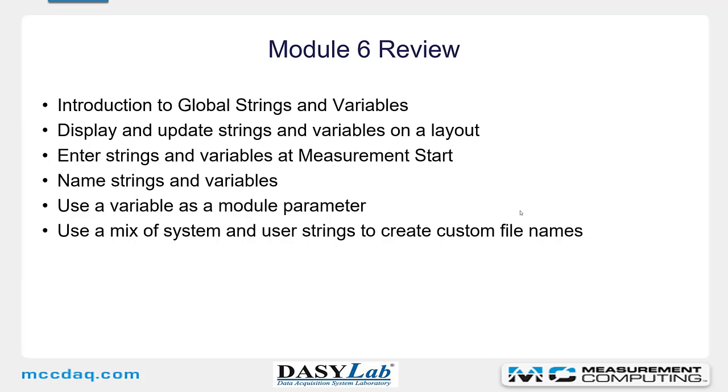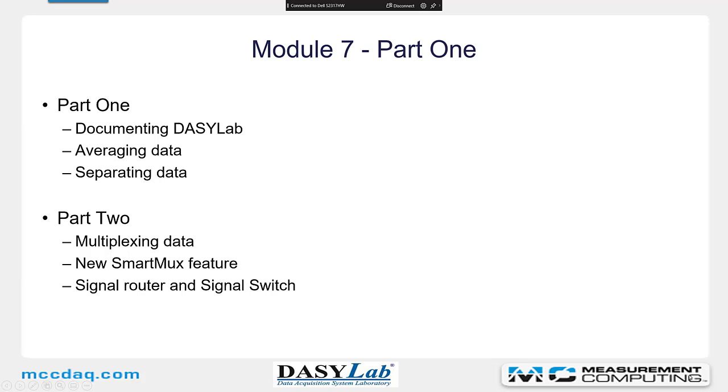This module has covered a lot. We looked at global strings and variables. We displayed and updated strings and variables on a layout. We entered strings and variables at measurement start. We named the strings and variables, and we used a variable as a module parameter. We used a mix of system and user strings to create custom file names. So it's a light introduction to a fairly complex topic, and hopefully it will let you start experimenting with strings and variables and seeing some of the ways that it can make your worksheet more automated.